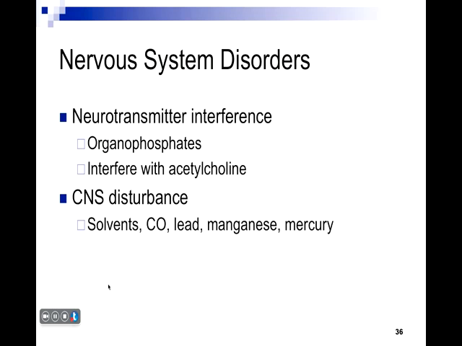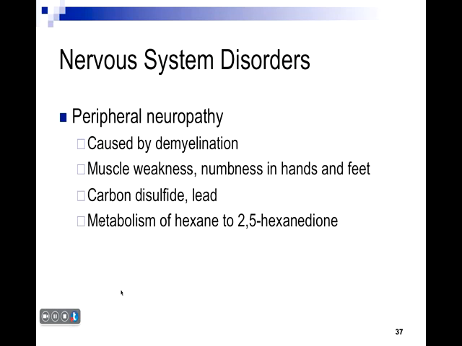Other chemicals can affect the central nervous system. Many solvents, like I mentioned earlier, benzene, can lead into a euphoric type of an effect. Carbon monoxide also can get into the brain. Lead, manganese, mercury, all chemicals that are well known for their effects on the central nervous system.